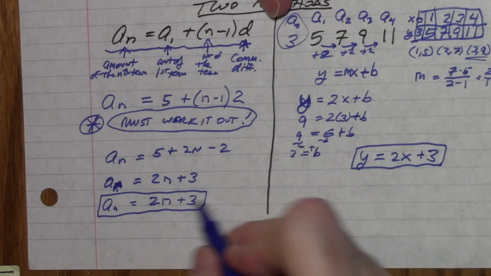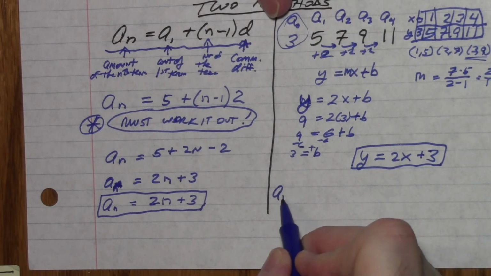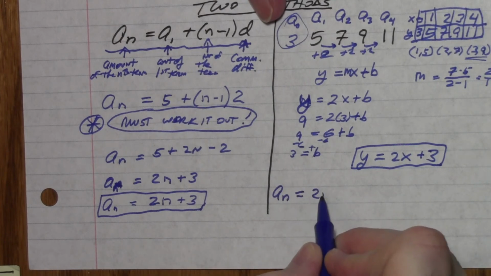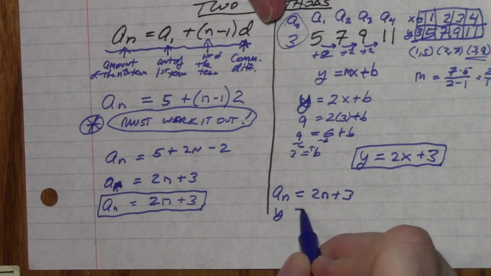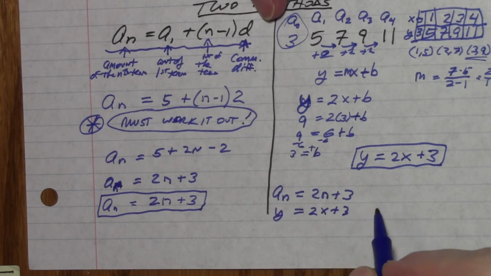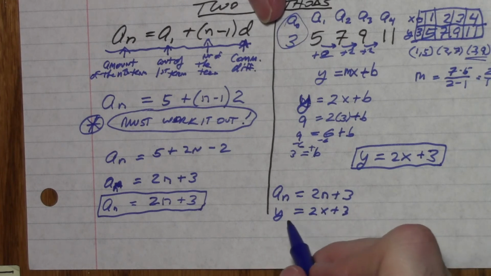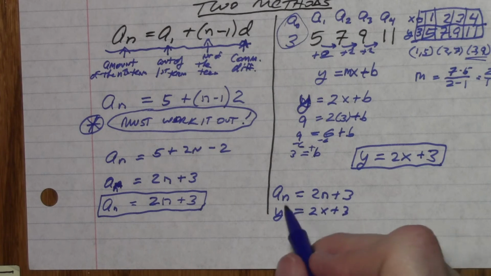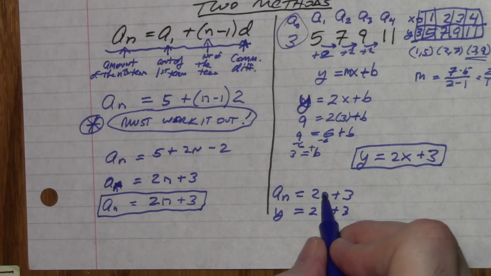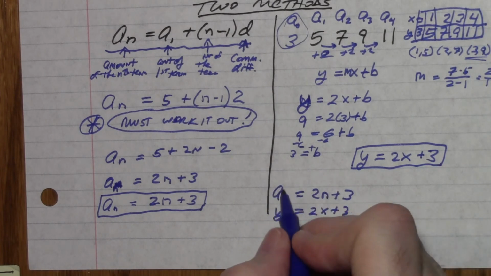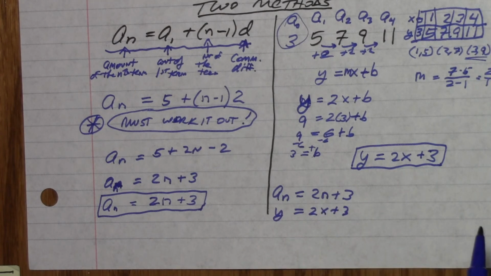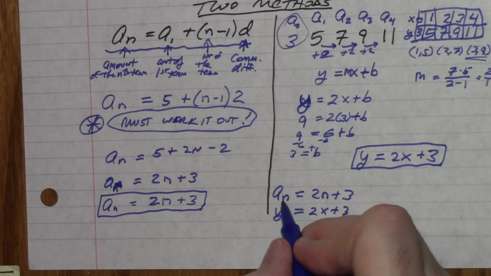Look at these. I'm going to write them both here since there's more space here. An equals 2n plus 3. Y equals 2x plus 3. Same thing. So what this shows is that these are functions, because when you input the number of the term, you get back the amount of that term. And that amount depends upon what number of term it is. This is a dependent variable, a dependent thing you're looking for.